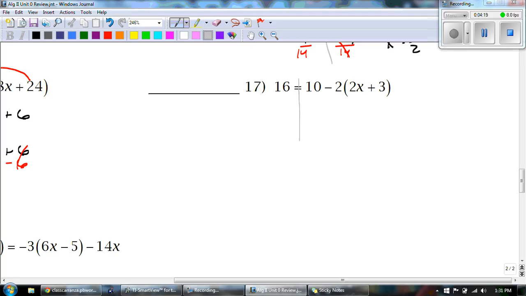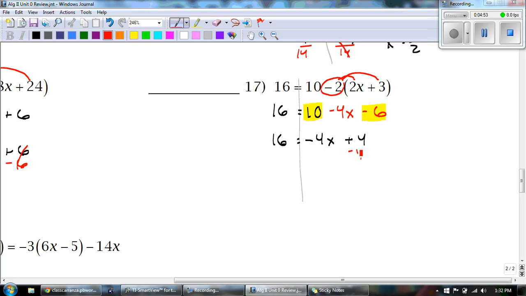Okay, so now we just need to be careful with what we're distributing here. On the left side, the 16 stays the same, and then I'm going to distribute the 2, and that is a negative 2. So negative 2 times 2 would be a negative 4x, and then negative 2 times 3 is negative 6. On the right side, I need to combine like terms. So I get negative 4x plus 4.